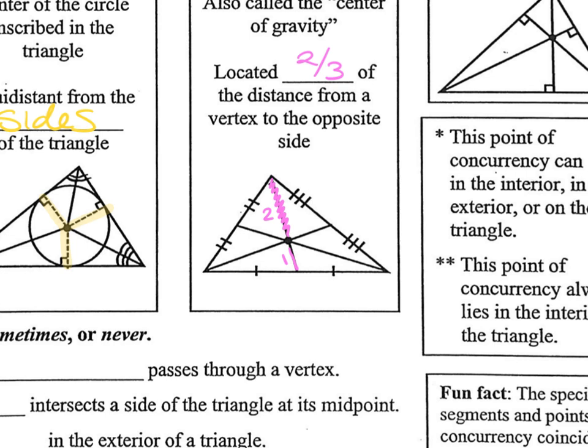The centroid has a formula that we're going to use to find the centroid. That formula is x1 plus x2 plus x3, all divided by 3.